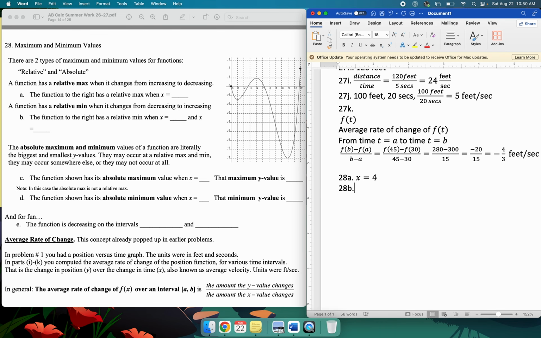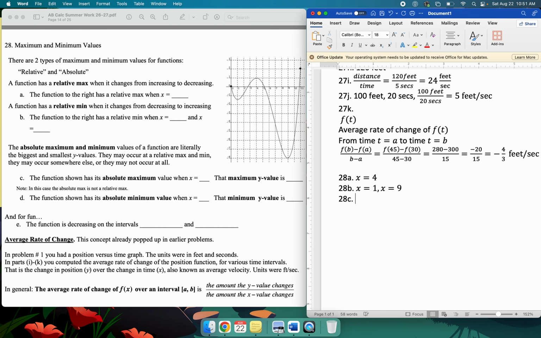28b, it says a relative minimum occurs when the function switches from decreasing to increasing. Another way of describing that is a relative minimum is just the bottom of a valley. So right here would be the bottom of a valley, but again, that does match the definition we're giving. It's a place where the function switches from decreasing to increasing. So I'd say there's a relative minimum here. There's also one over here. So there are two of them, one at x equals 1 and another one at x equals 9.